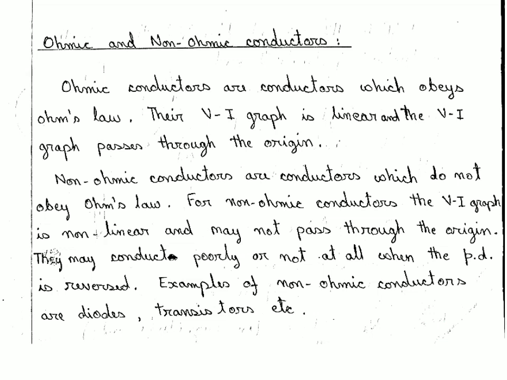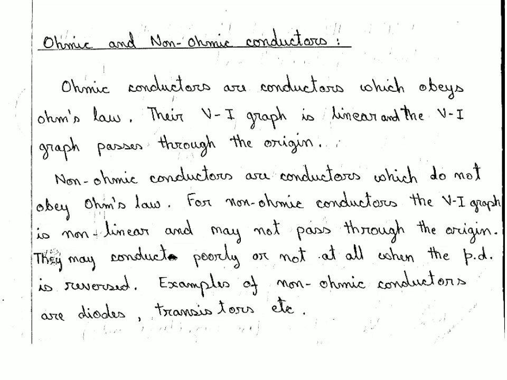So these are two types of conductors, ohmic and non-ohmic conductors, and the properties are that for ohmic, the VI graph is linear and the graph passes through the origin, and upon changing the polarity, it still conducts current. But for non-ohmic conductors, the VI graph may not be linear and may not pass through the origin, and upon reversing the polarity, it may or may not conduct electric current.